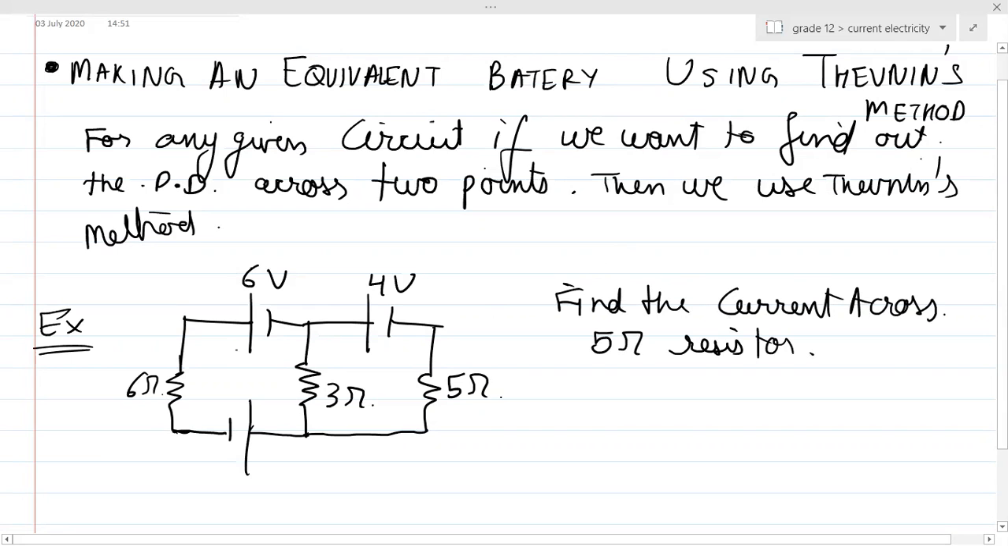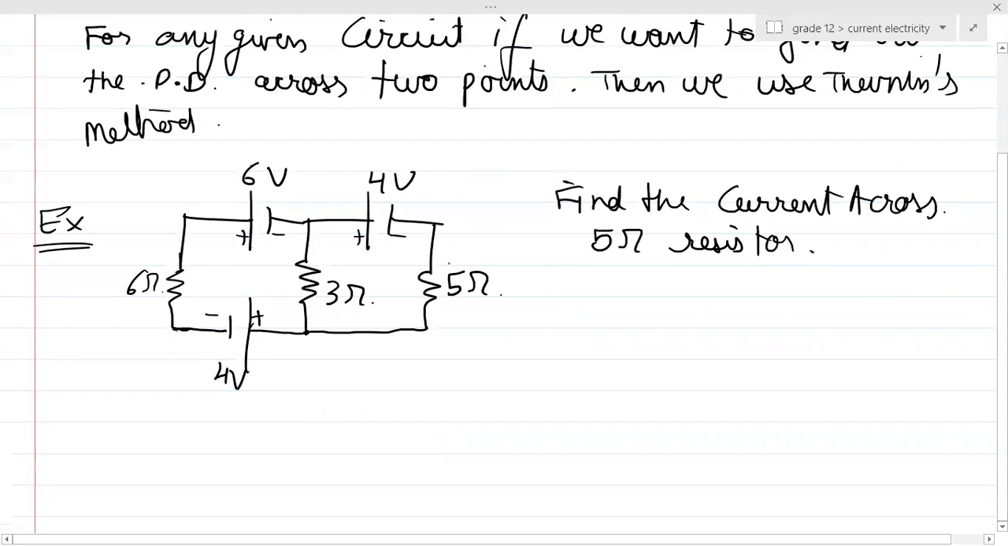So what is the first thing which you will be able to see over here? See, this is not symmetric and this is not anything at all, right? So what is the first thing which will come to your mind? How will you solve this question? You will either use nodal or Kirchhoff's voltage law, right? But there is another method which is called Thevenin's.